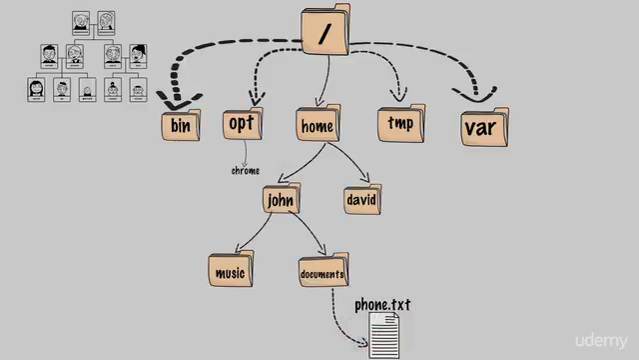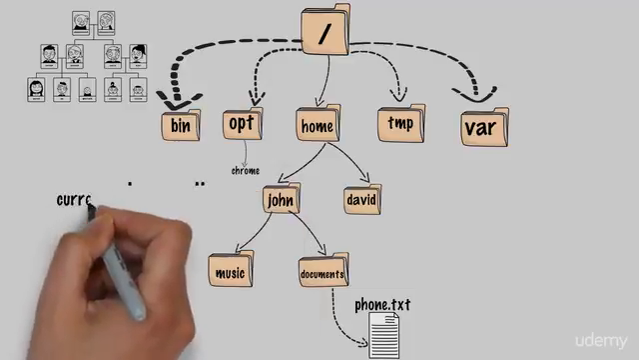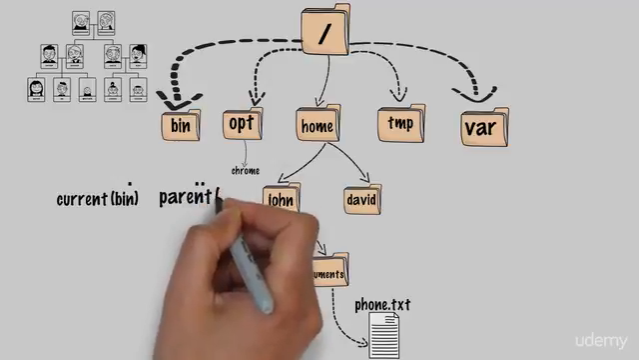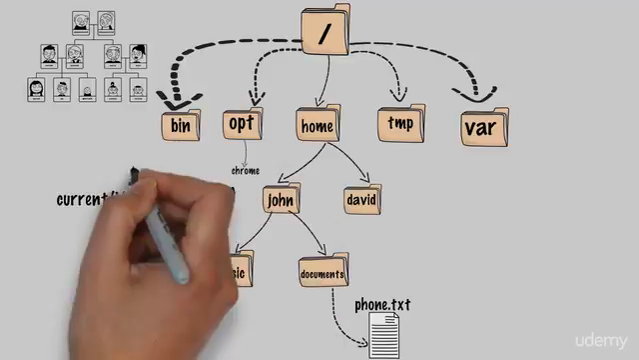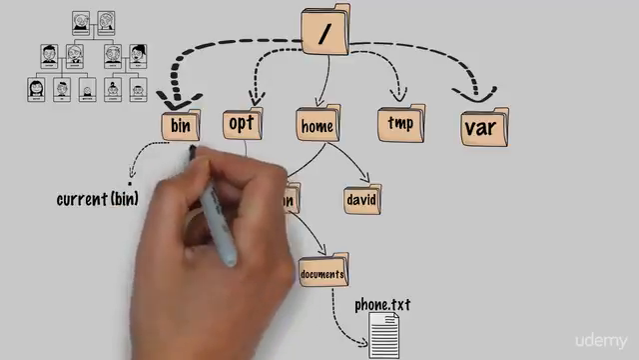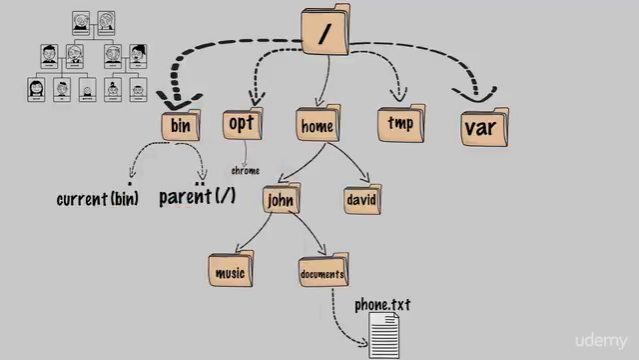Now we will mention two special subdirectories. The first one is the current directory, represented by one dot. The other one is the parent directory, represented by two dots. Those are common to all directories in our system. So you can find them underneath any directory. For example, you can find them underneath the root, bin, opt, home. You can find them anywhere.